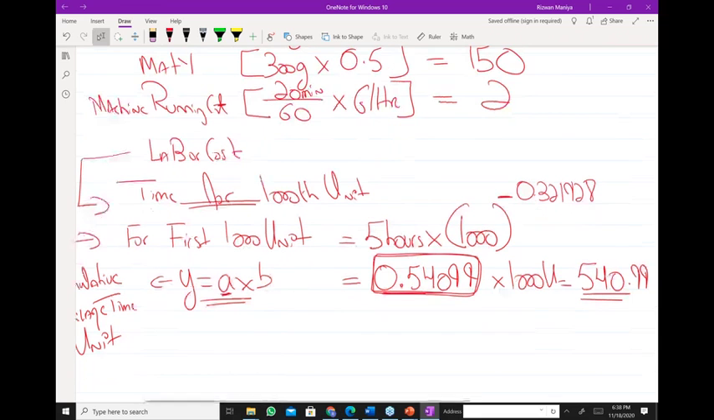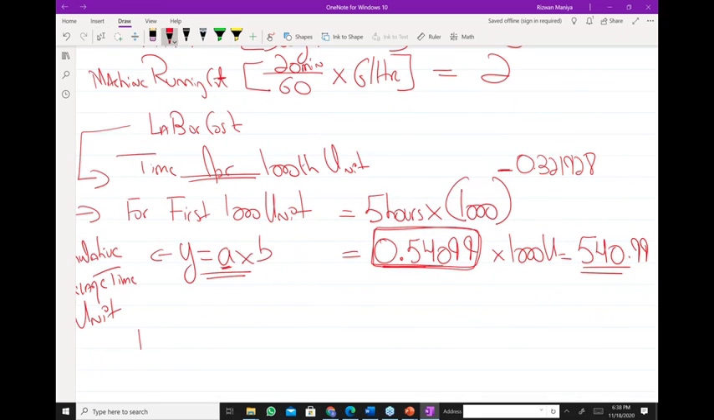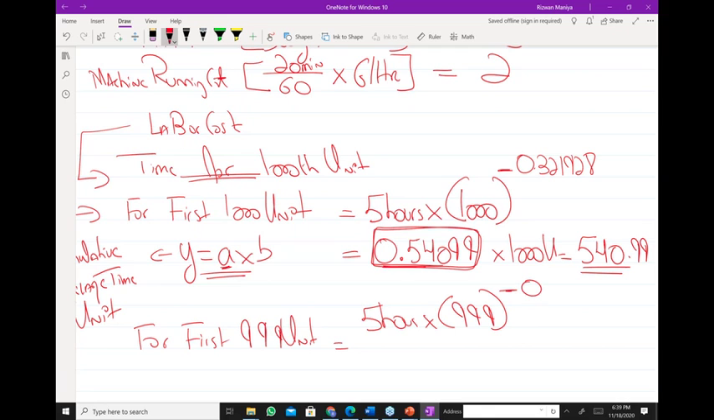Okay. Now, what I need is the time for the first 999 units. So same 5 hours into 999. So I need 999 average time. So let's compute.